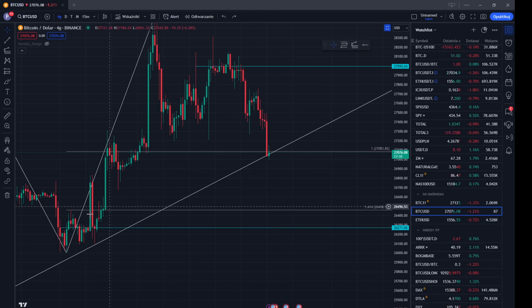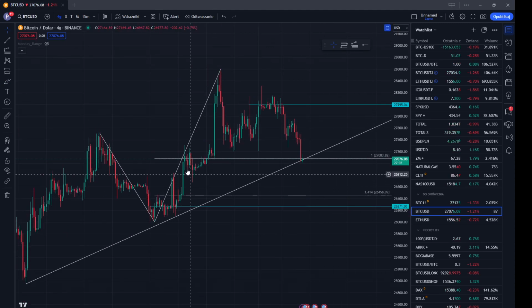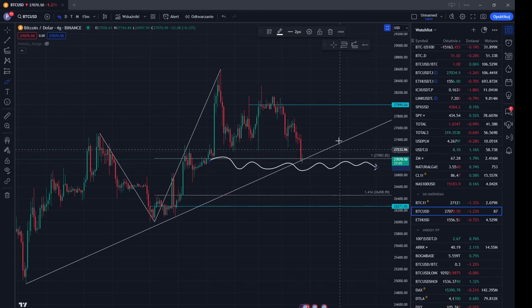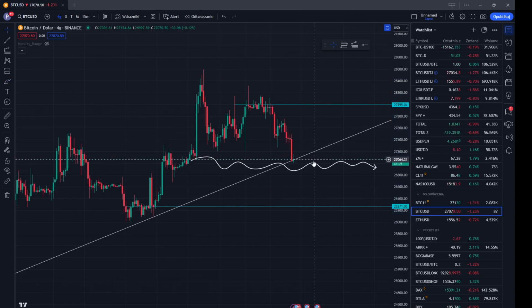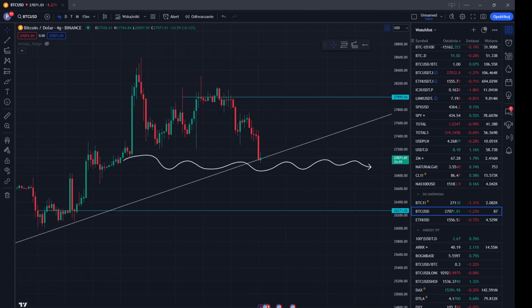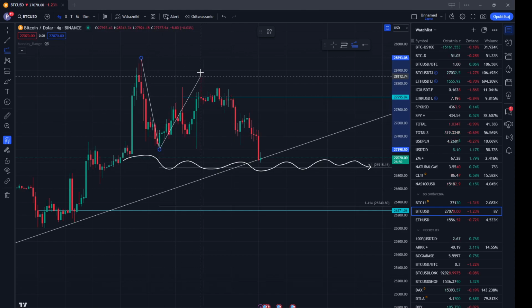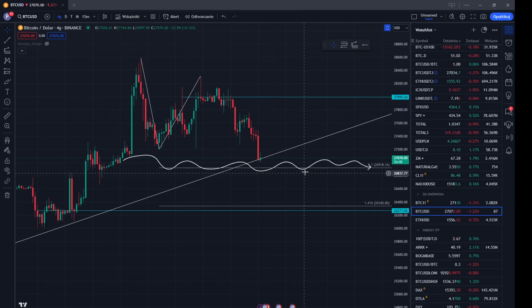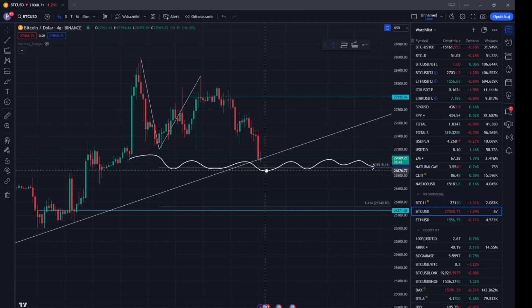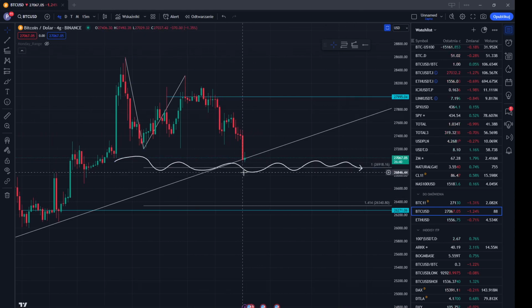So we can mark this part as support at the moment. So this level here, and also we can take the length of this wave from pivot high to pivot low, and to pivot high. And we still have room to the downside. You see 26,918. So I would even mark it a little bit lower that this is support.